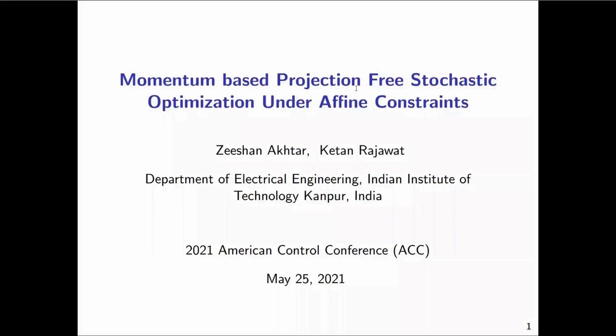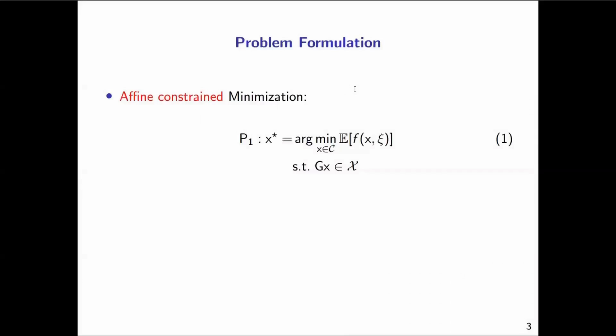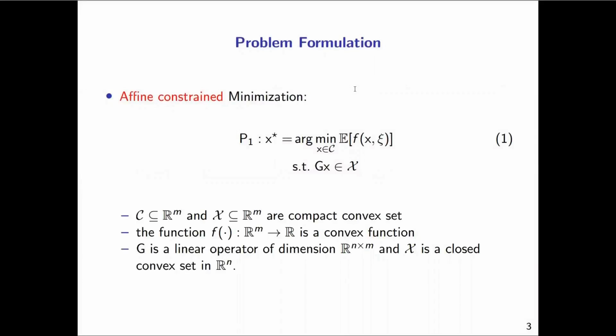Hello everyone, I am Zishan Akhtar and I will give a small presentation on our work titled Momentum-Based Projection-Free Stochastic Optimization under Affine Constraint. This is the main problem which we intend to solve. We have a stochastic objective function with affine constraint, but we have an additional constraint over the set calligraphic C, which is costly to project on.